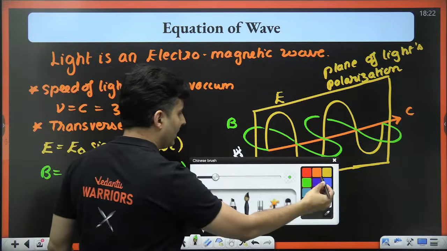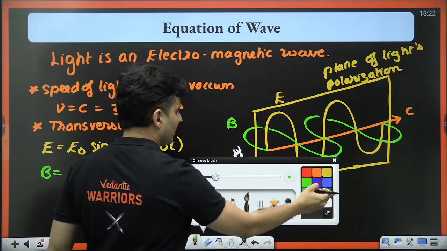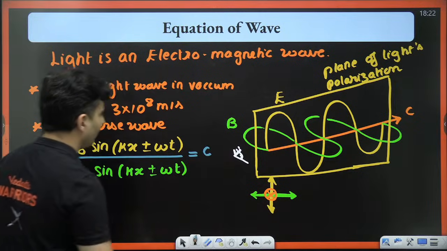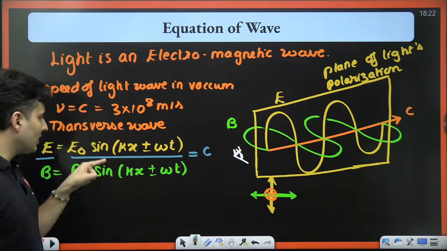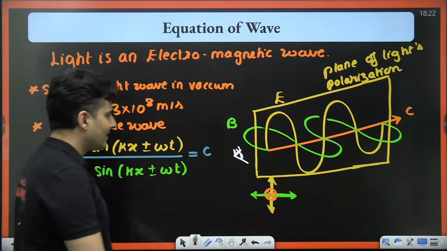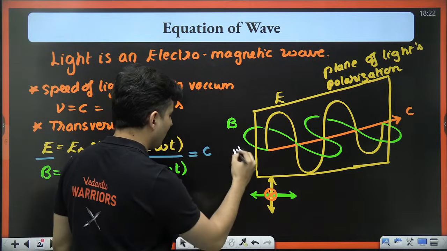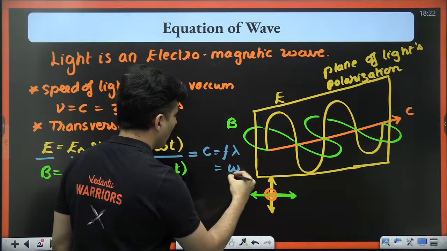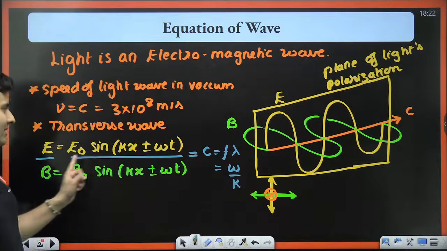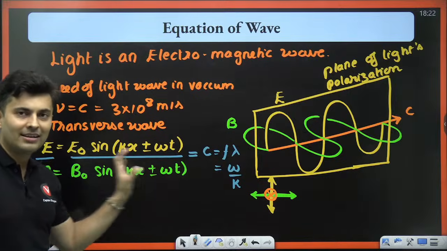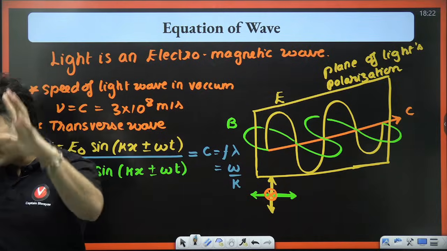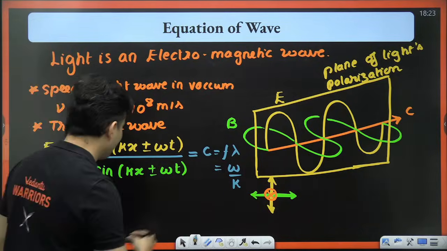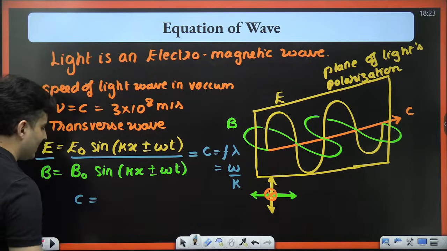And also keep in mind one more interesting thing: if you divide this with this, what you get is the speed of light. E by B is E naught by B naught, because sine and sine cancel. You get C. That C is nothing but your f lambda, which is also omega by k. So you can use this combined relationship. Yes, very nice.